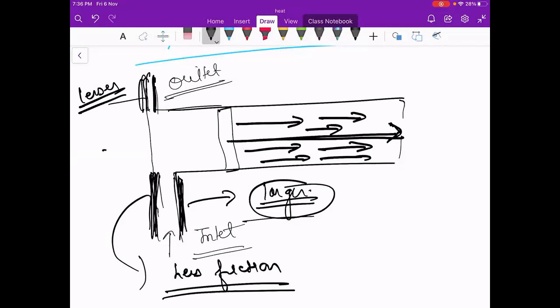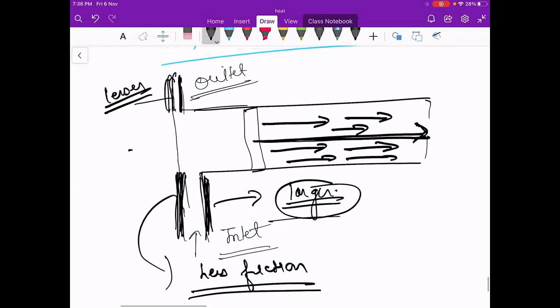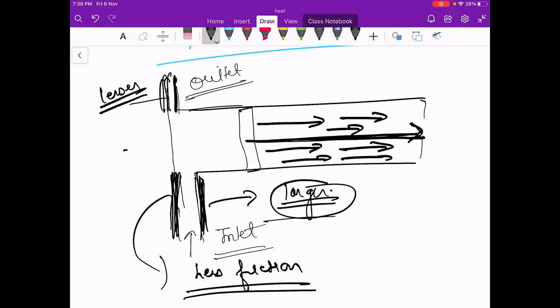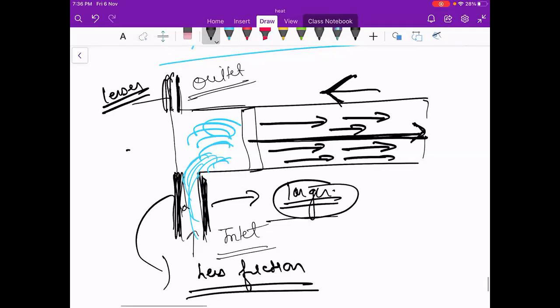So when the friction is less and the piston is moving back, the fluid is coming from here and filling your container. But when the piston pushes the liquid, what will happen? The fluid available in the pipe has some momentum, so it will not stop 100%. So even though the piston is coming forward, some amount of liquid is coming in here, and at the same time it is going outward also.